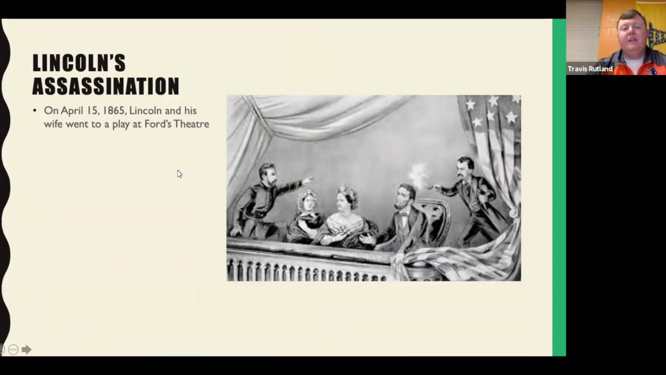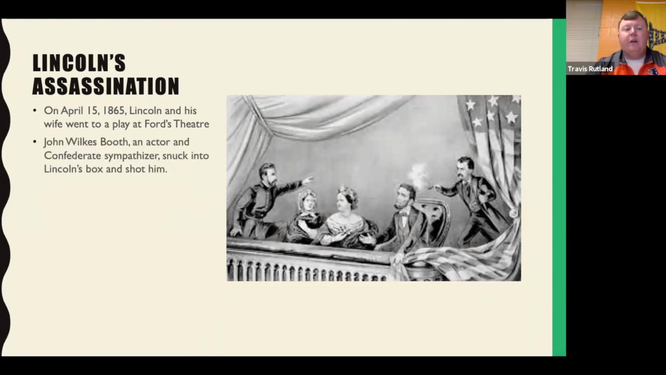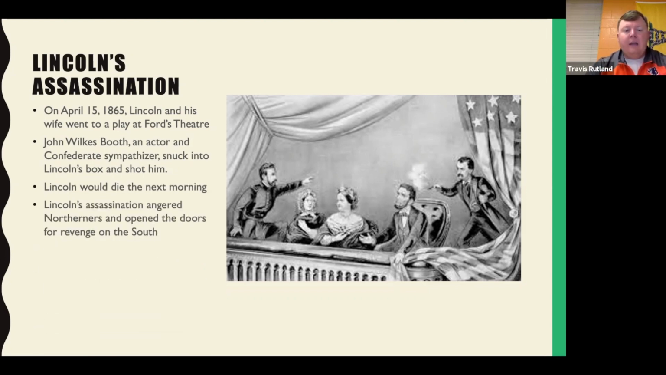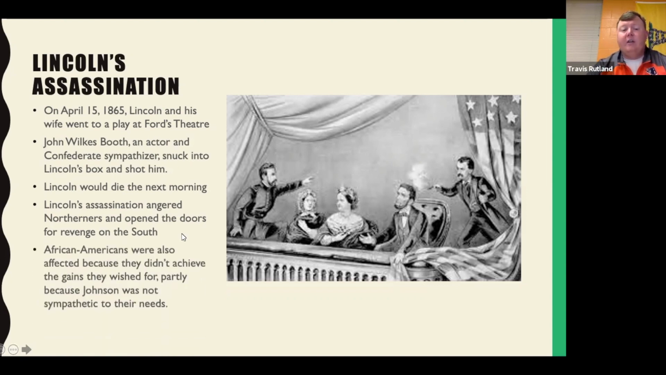On April 15th of 1865, Lincoln and his wife went to a play at Ford's Theater. John Wilkes Booth, an actor and Confederate sympathizer, snuck into Lincoln's box and shot him. Lincoln would go on to die the next morning. And Lincoln's assassination has some effects. First, it angers Northerners and opens the door for revenge on the South. Booth's plan is to kind of re-spark the Civil War here. And Northerners get angry about this and try to take revenge out on the South.